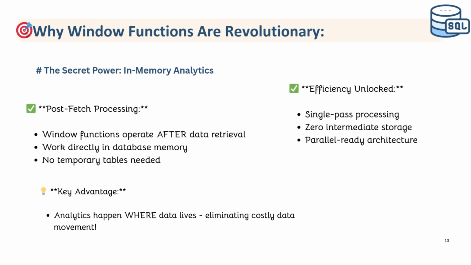Before we wrap up, let's understand why these functions are so powerful. Unlike regular SQL that processes data as it's fetched, window functions perform in-memory operations after your base data is retrieved, hence called online analytical functions. This means the database processes your rankings, running totals and comparisons directly where the data lives, no expensive data movement or temporary tables needed. It's like having a supercomputer inside your database that works on the final dataset.